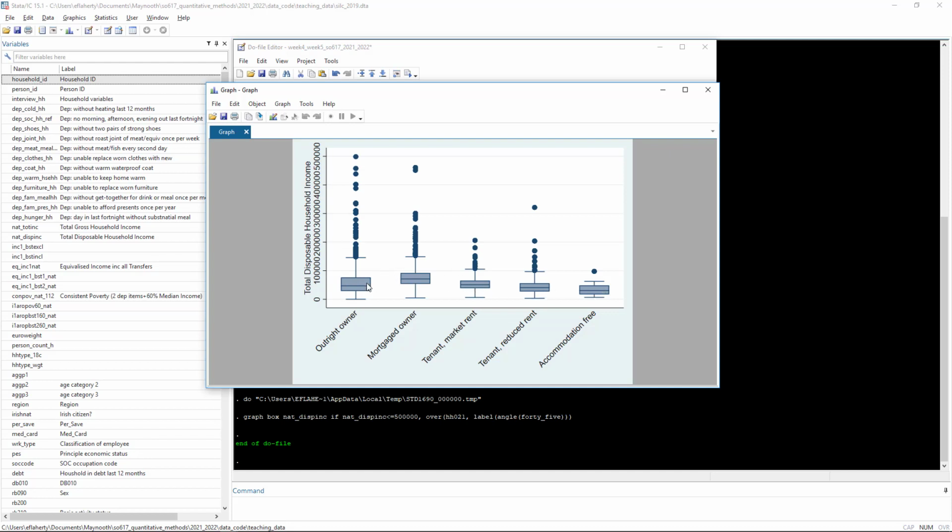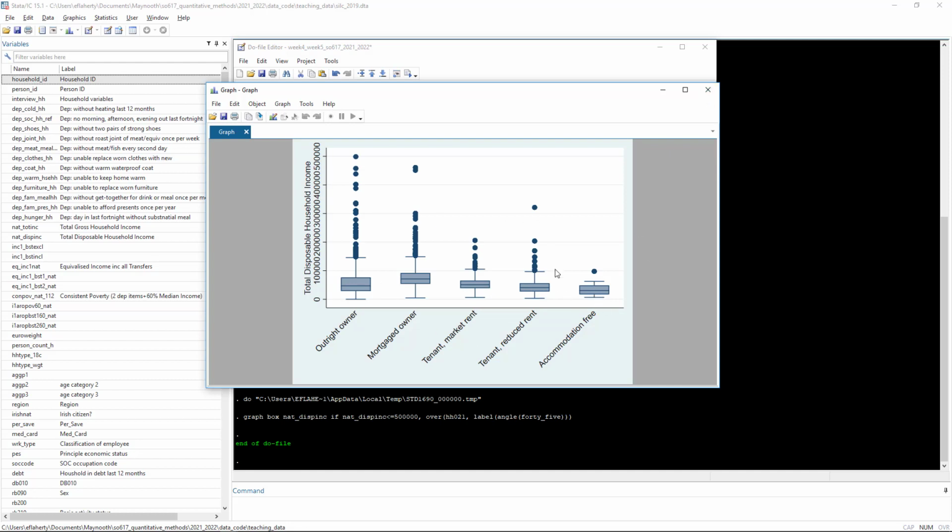And as with the 2015 data, we see that the highest incomes are among mortgagers. Again, part of the effect of the difference here is we've got a lot of retired individuals in the outright owner category who might own their properties but might also have lower incomes. So part of this is kind of a life course or a life stage effect. Rental tenants at market rent then have slightly lower incomes again, somewhat on a par with the outright owners, and the lowest we see are amongst those living in reduced rent accommodation or living rent free.